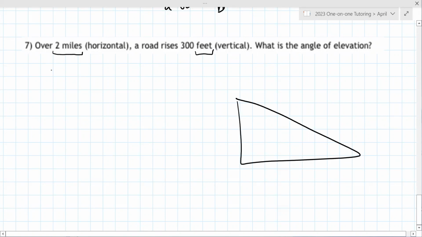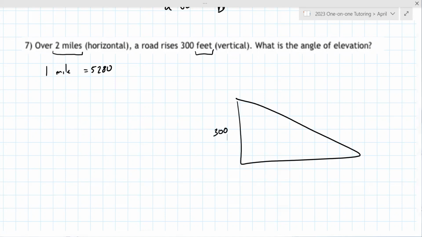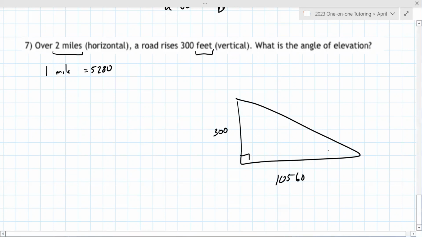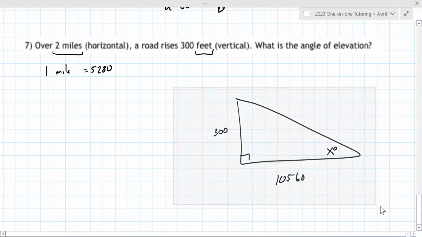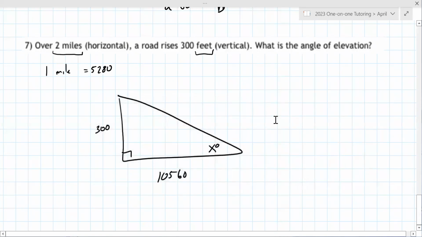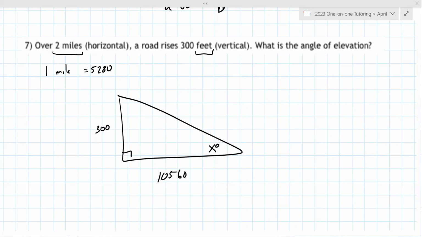So in 1 mile, there are 5,280 feet. So if you put 2 down the bottom, it's not wrong. You just have to put, so instead it would be 10,560. Yes. And you're solving for this angle there. Does that match what you have? Yes. Okay. Now, before you solve it, tell me what you're going to use, sine, cosine, or tangent, please. Tangent. Yes.